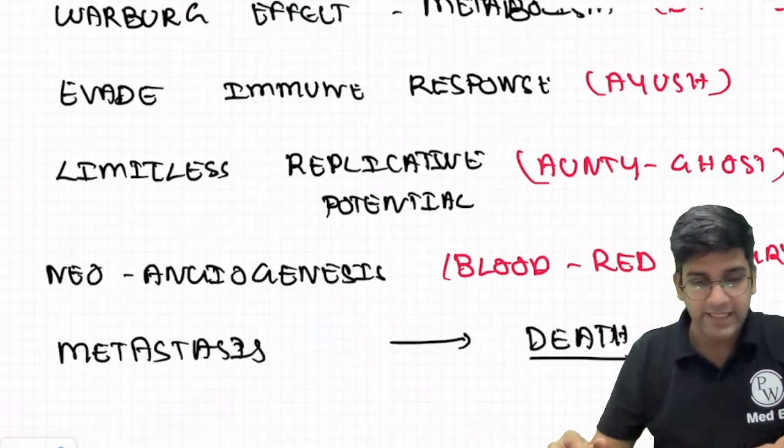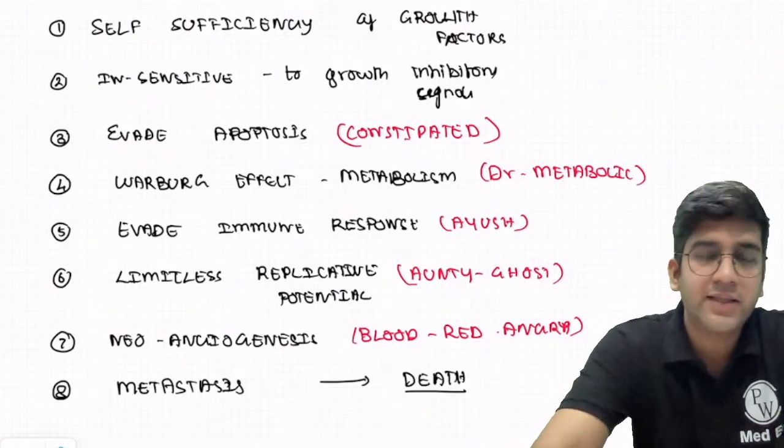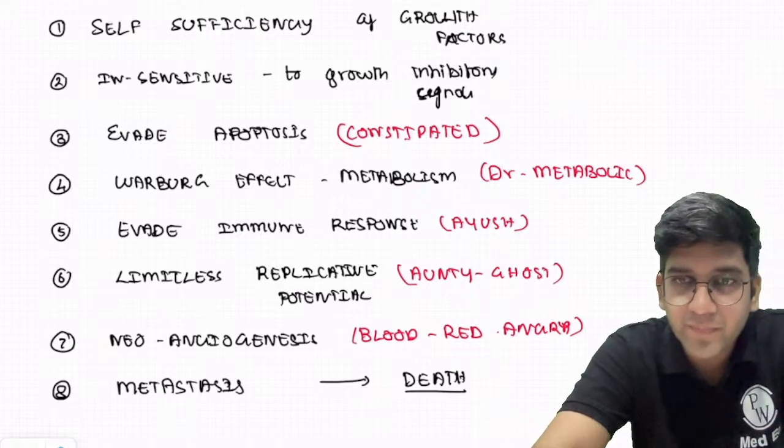The lecture is about these 8 hallmarks, and like I said, we'll go through all these individual hallmarks separately so that we can complete the entire Neoplasia chapter. Any doubts, do let me know. Otherwise, we'll call it a day.